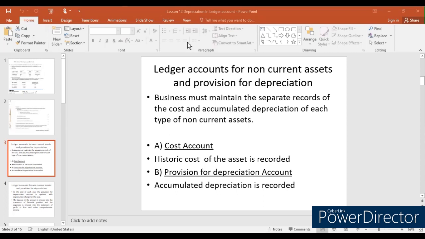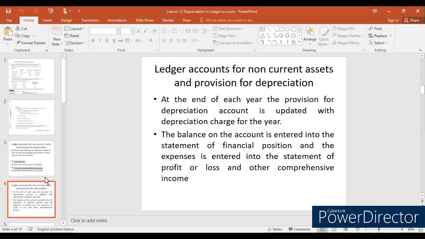So remember two accounts: the cost account, as an example, if it is a machinery account, and the other one is the provision for depreciation account, or provision for depreciation account for machinery. Those are the two accounts we are concerned with. So we go to the next one.